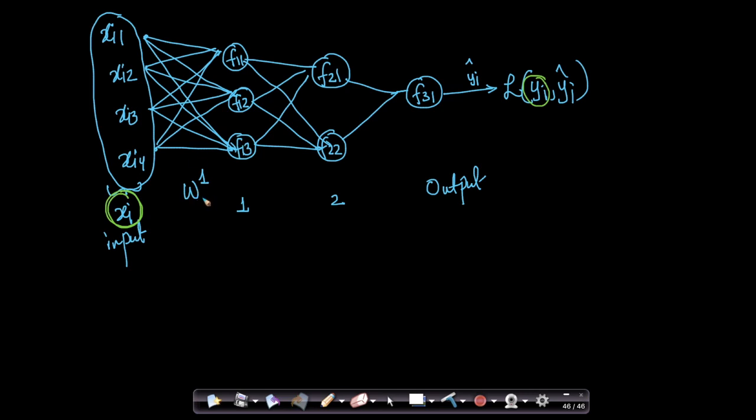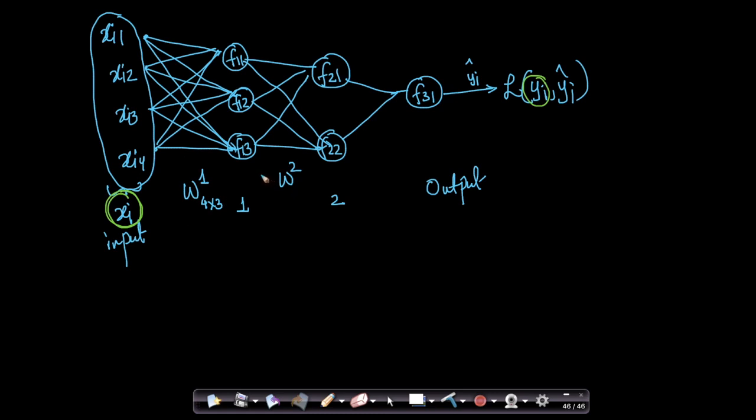And as we have seen earlier in the notation, this can be represented as a 4 cross 3 matrix. Similarly, the weights here are called W2. These are W1. The weights here, let's call them W2. And this is a 3 cross 2 matrix because there are 3 inputs here and 2 outputs. So there are a total of 6 connections here.